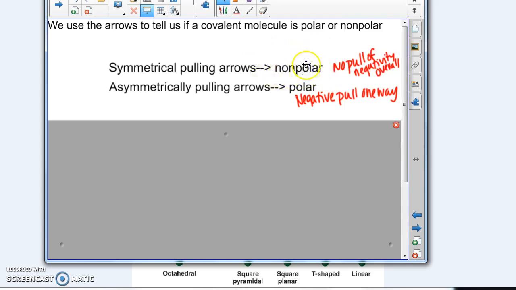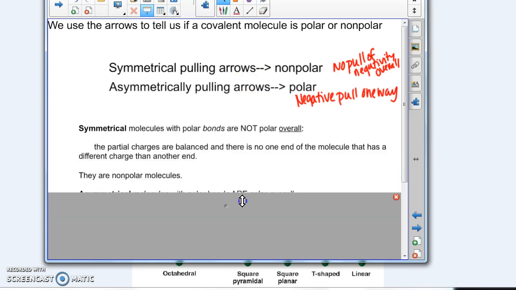If we're talking about something being nonpolar, we know there's no pull of negativity overall, or no electron pull overall. We know that if we have symmetrical pulling arrows, so arrows all pulling in the same direction, either out or in, there's an equal pull across the whole molecule, and that leads to a nonpolar molecule. When we have an asymmetrical pulling of arrows, or the negative is pulling one way, we call that molecule polar.